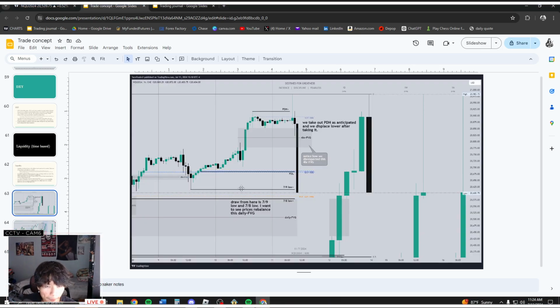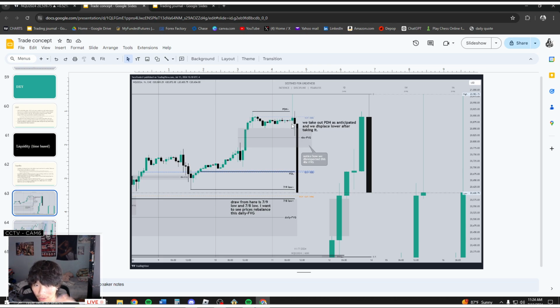Here on this example, like I said, you always want to note out previous day highs and lows. So I noted out previous day low and previous day high. Look at how we react whenever we took out previous day high. This is the hourly chart. We take out previous day high and look at this hourly candle. It's a big wick, so we can anticipate taking out this candle's low.